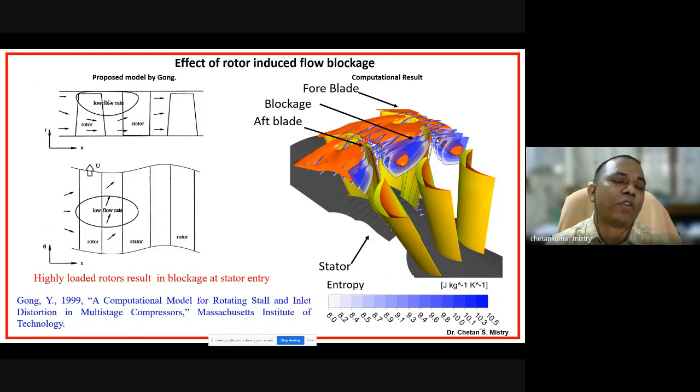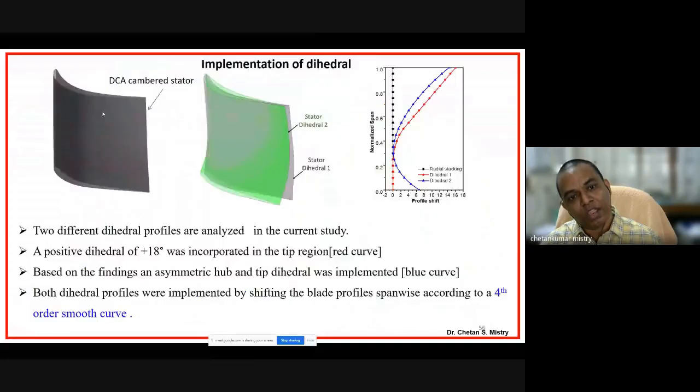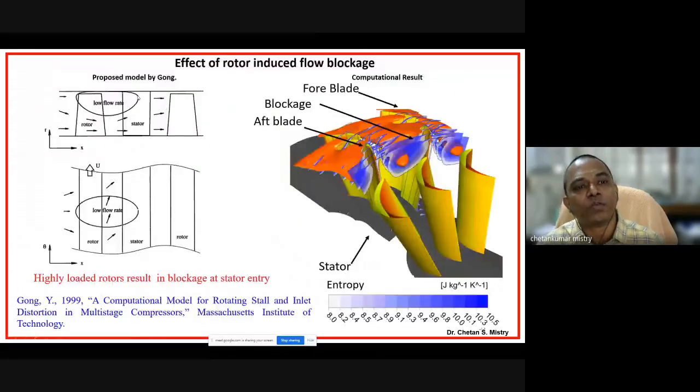You can say before the 80s, people were doing a whole lot of experimentation in order to understand that part. Now using your computational tool, it is possible to reduce the number of iterations. Now this is what is happening.